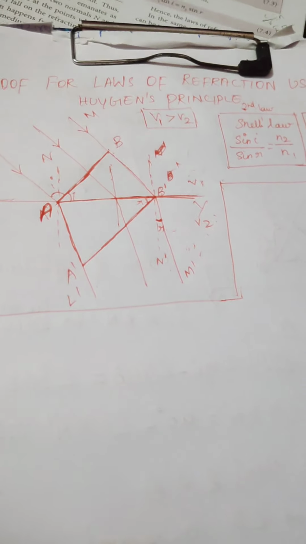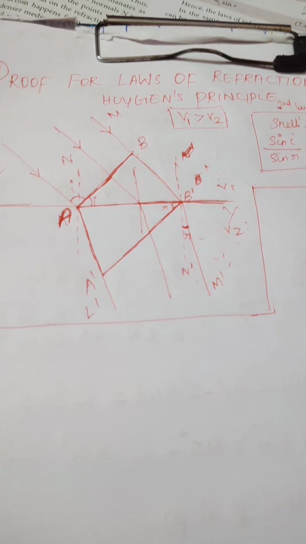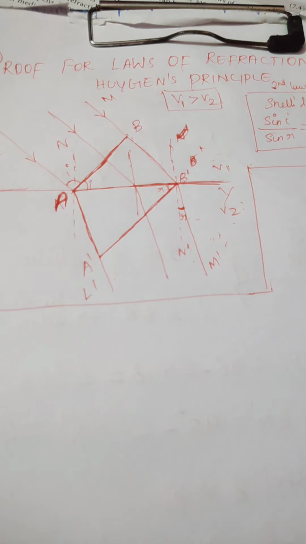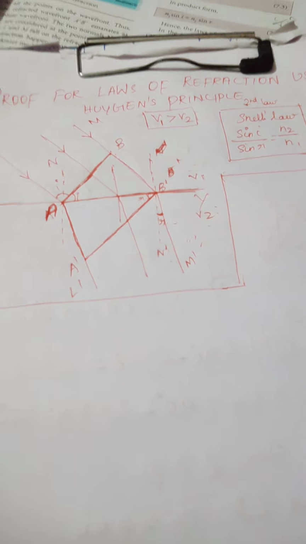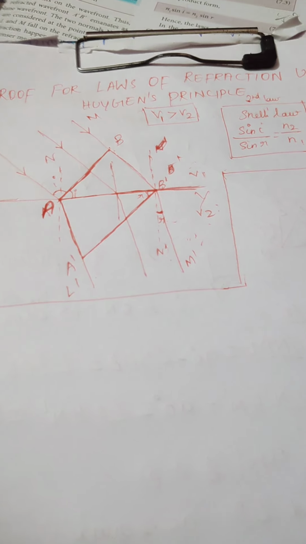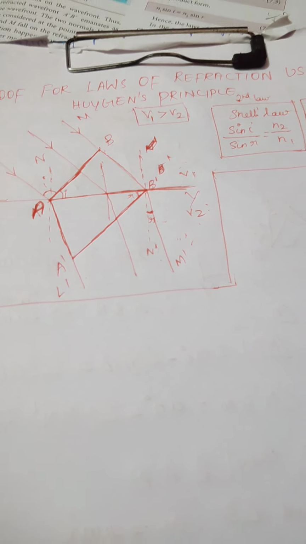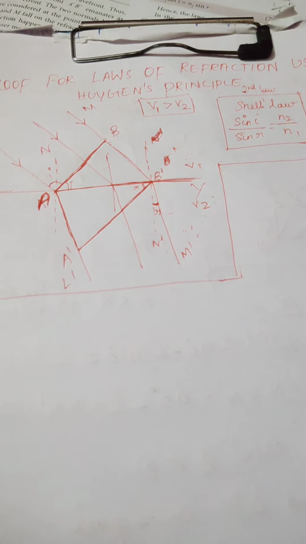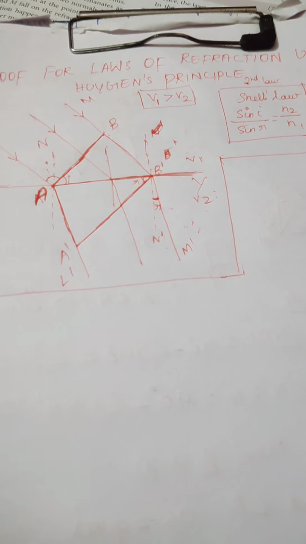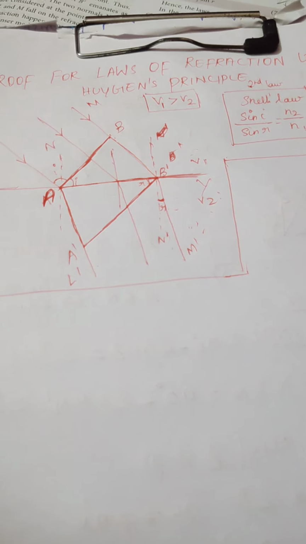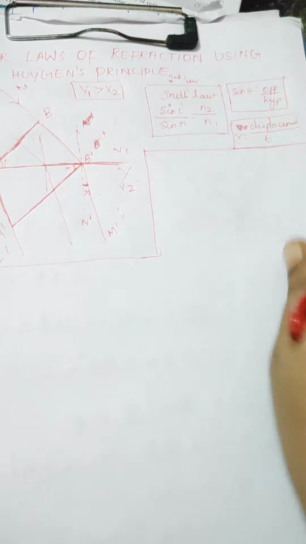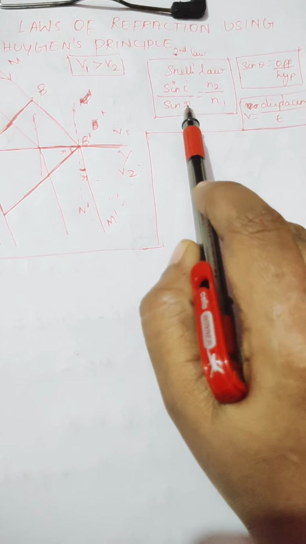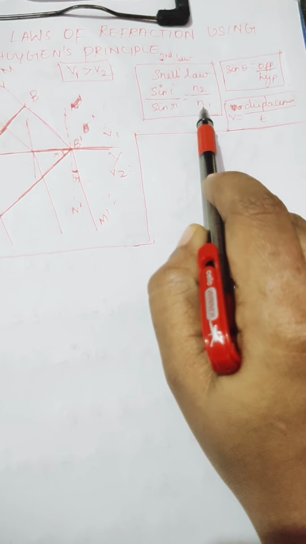Okay, so first we will take the formula. We are going to deal with Snell's law, because for the law of refraction, the first rule is that the incident ray, refracted ray and normal lie on the same plane, as we saw for reflection. So the first rule is the same for reflection and refraction, but the second rule for refraction is Snell's law. You know what Snell's law is. I have written all the formulas we are going to use in this derivation. Snell's law is sin i divided by sin r equals n2 by n1.